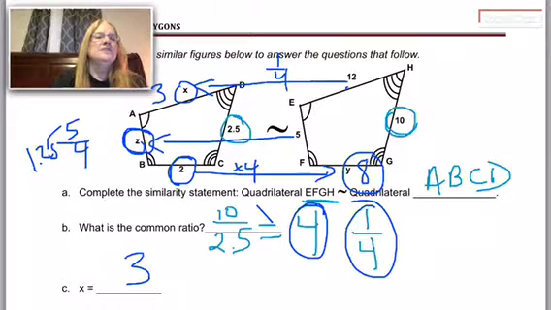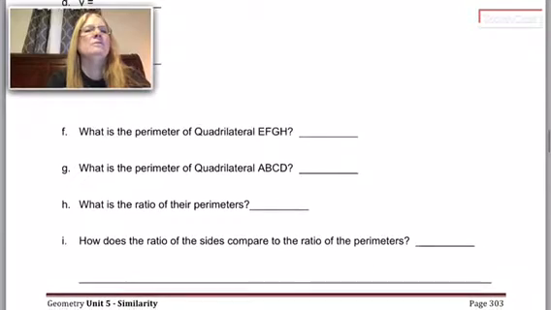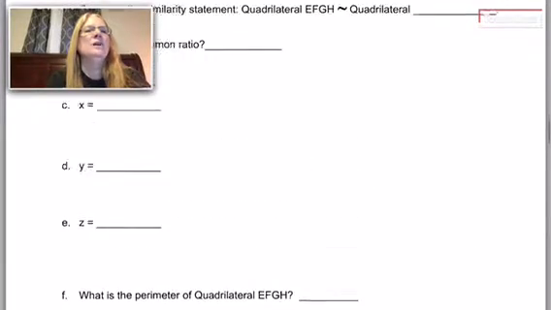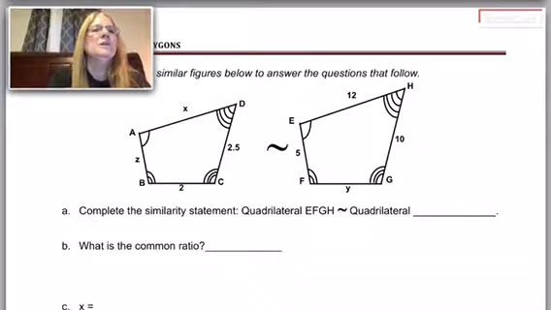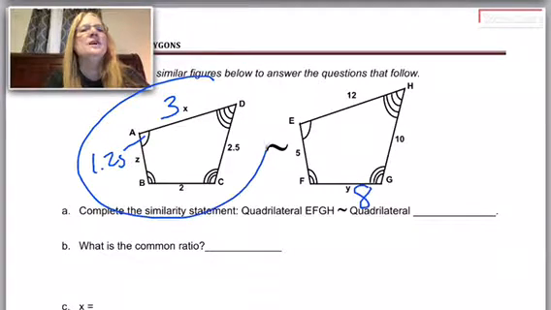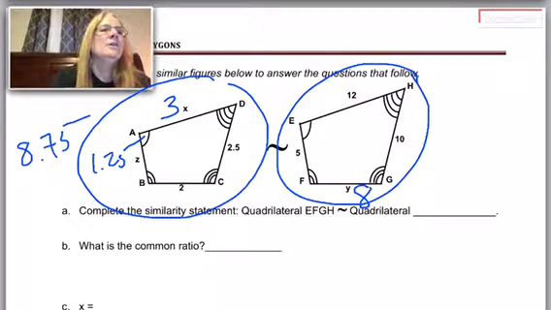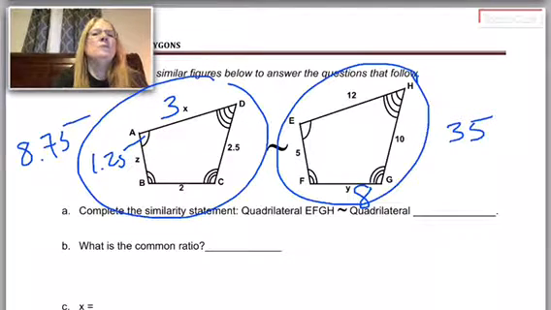Now the next question that it asks, let me clear this and scroll down and show you. It's asking us to compare the perimeter of the two figures, okay? So let's go back up here and see what the sides were. So let's see, this was 3, this was 1.25, and this was 8. So if we just add up all the sides here, we get 8.75, and if we add up the sides over here, we get 35. So when we're comparing our perimeters, we're going to compare 8.75 to 35.